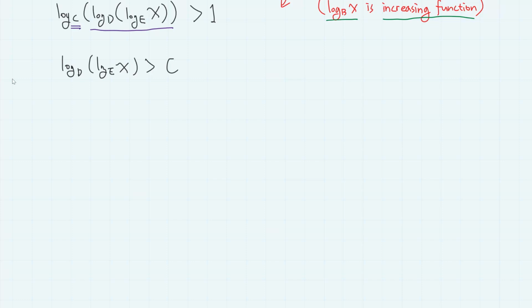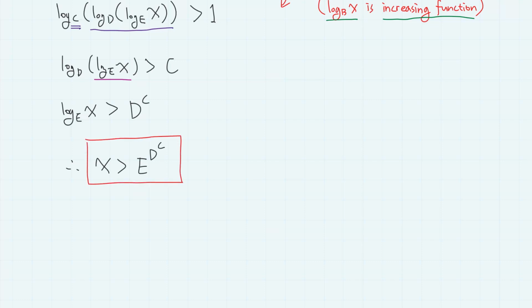And we do a similar process. So this part, log base e of x, is greater than d to the power of c. And finally, x is greater than e to the power of d to the power of c. In case some of you do not know already, the stacked exponents are calculated from top to bottom, or from right to left.